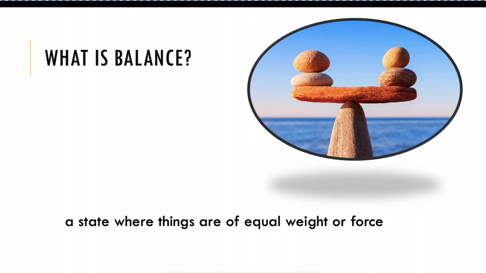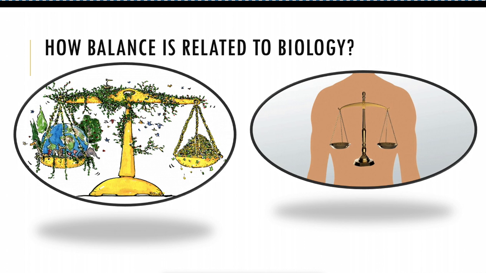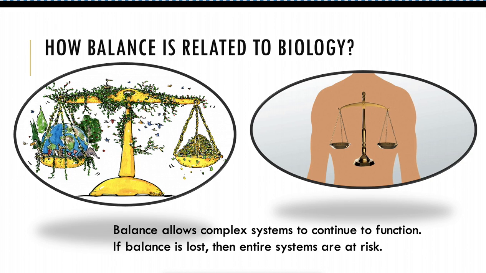Even the expanding human population puts a strain on the environmental balance. So, the concept of balance is useful in many contexts in biology. How balance is related to biology is this: balance allows complex systems to continue to function. If a balance is lost, the entire system is at risk.